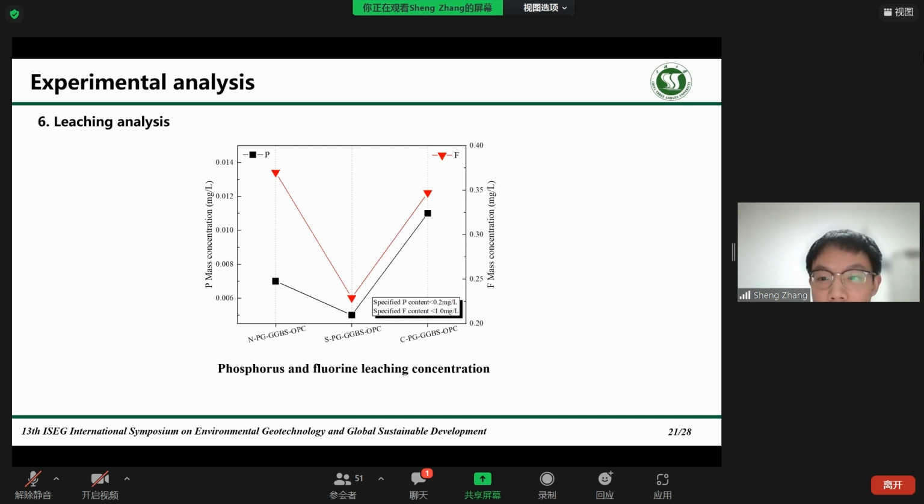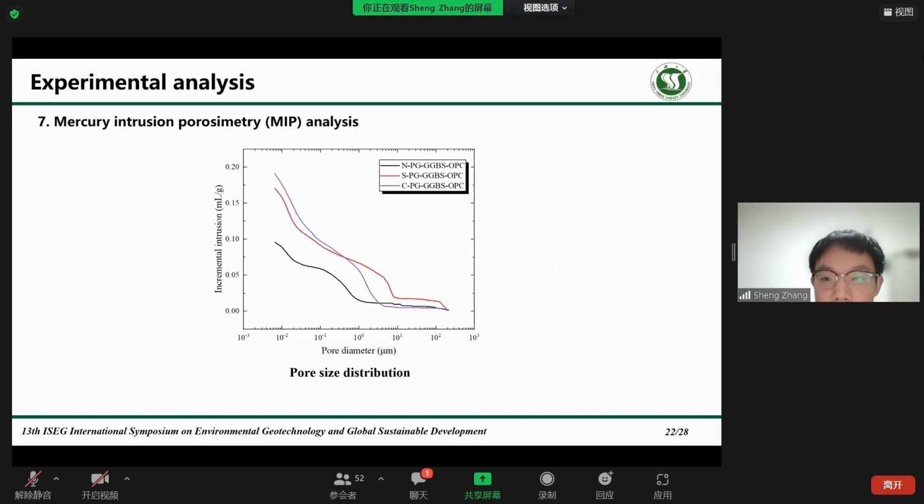The leaching test results show that the leaching amounts of phosphorus and fluorine elements in the samples are far lower than the contents in the standard, so they will not have a bad impact on the environment and have good environmental protection. The mercury injection test shows that the internal pores of natural WRF-based samples are less, and those of sooty WRF-based samples are larger, which is consistent with the previous results.